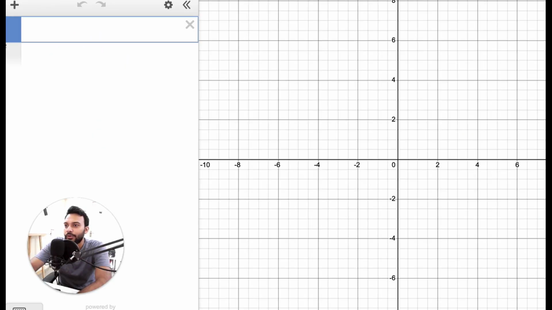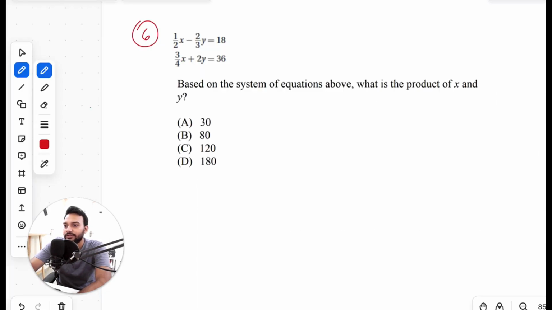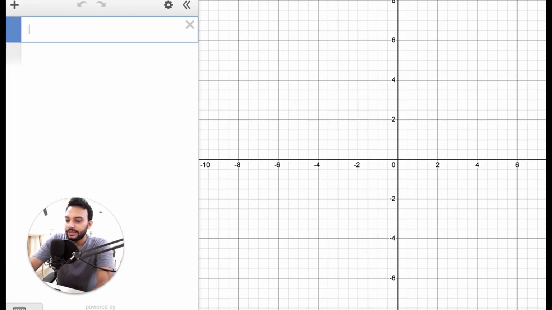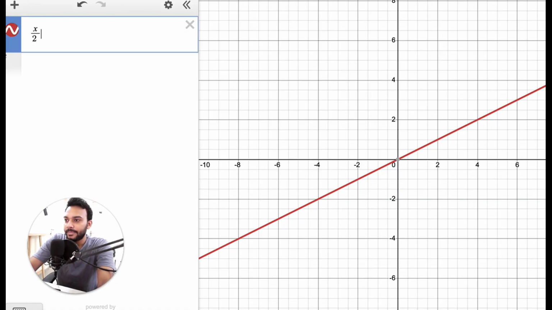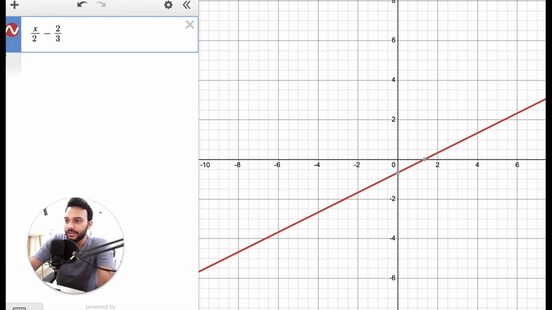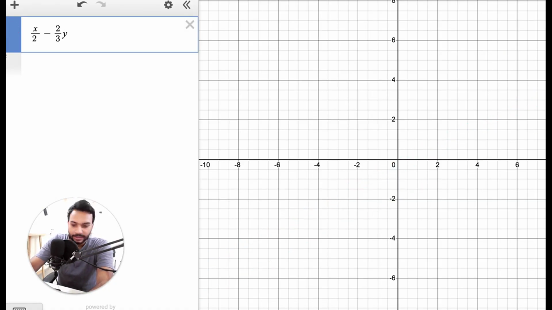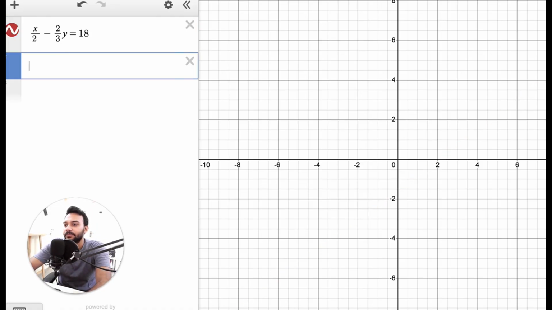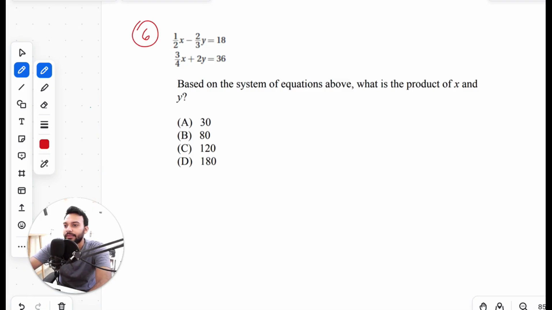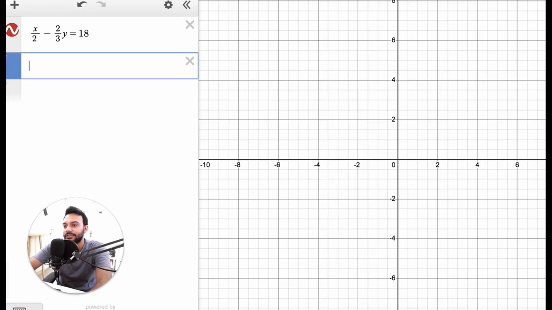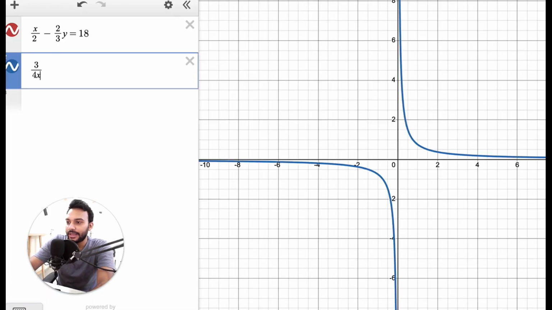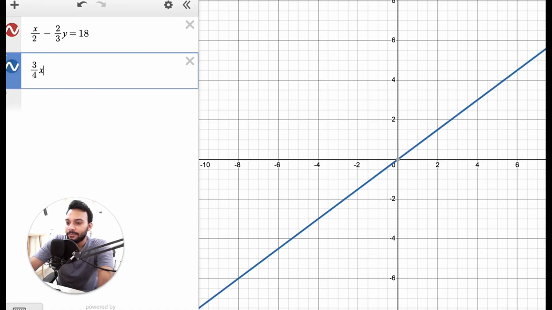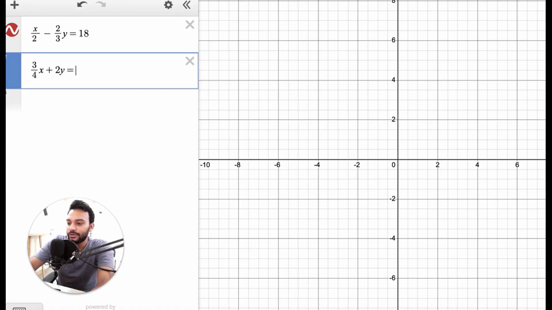So what's the first equation? It is x over 2 minus 2 over 3y. X over 2 minus 2 over 3y equals 18. First equation. Second one, 3 over 4x plus 2y is equal to 36. 3 over 4x plus 2y equals 36.